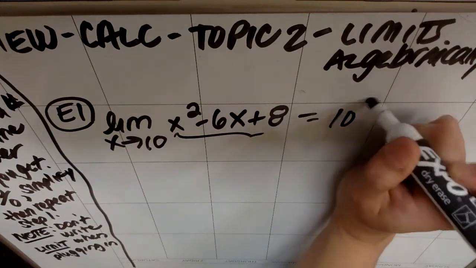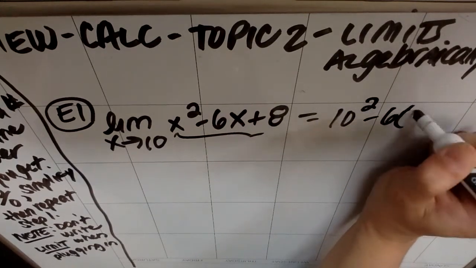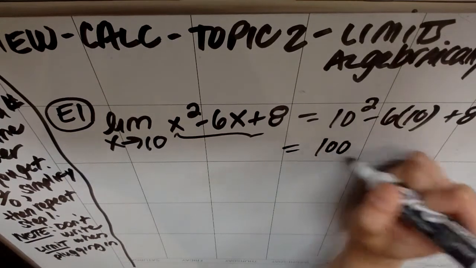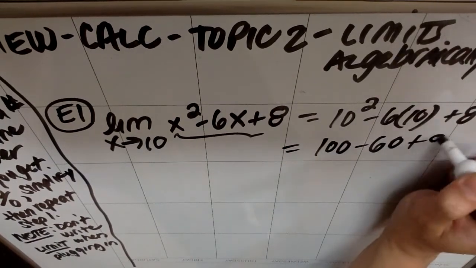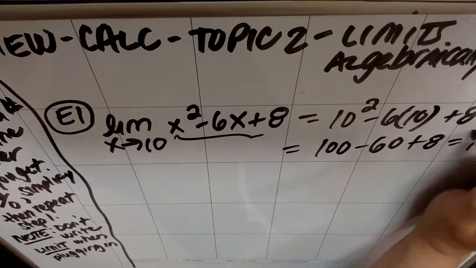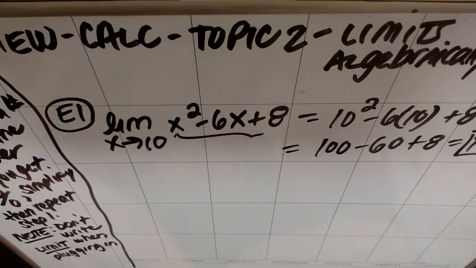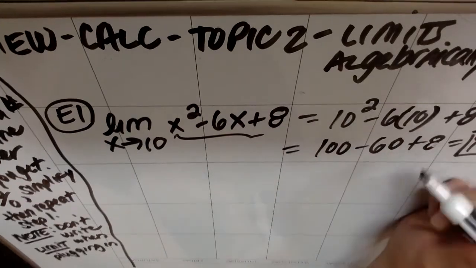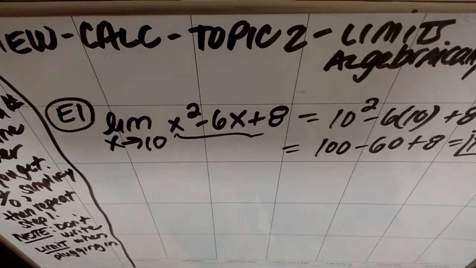So first thing I'm going to do, per the steps, is just try plugging in. So if I plug in, I'd get 10 squared minus 6 times 10, which is 60, plus 8, right? So I'd get 100 minus 60 plus 8, which is 48. And that's my answer, because 48 is a number. The answer is 48. Notice that the second I plugged in, I didn't write the word limit anymore, right? So limit, not limit, okay?